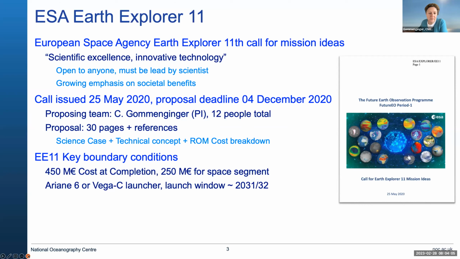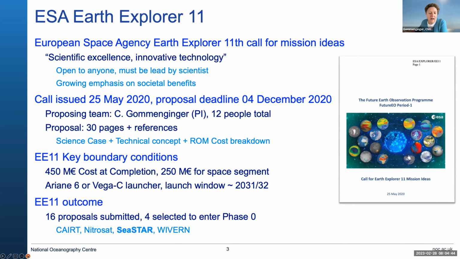The key boundaries for the call, for those of you who are interested in these things, were a mission total of 450 million euros, of which 250 million are for the space segment. The launch window would be in the 2031-32 time frame. It is of interest to those who've tried to fit satellites into launches that we are tied to either an Ariane 6 or a Vega-C launcher, which may seem like a trivial detail, but when your satellite becomes big, this becomes an important driver. The outcome of EE11 was that 16 proposals were submitted, and 4 were selected to enter what is known as Phase 0. SEASTAR is therefore one of 4 candidates currently undergoing these investigations in Phase 0 to increase the level of maturity, scientific readiness levels, and technological readiness levels.